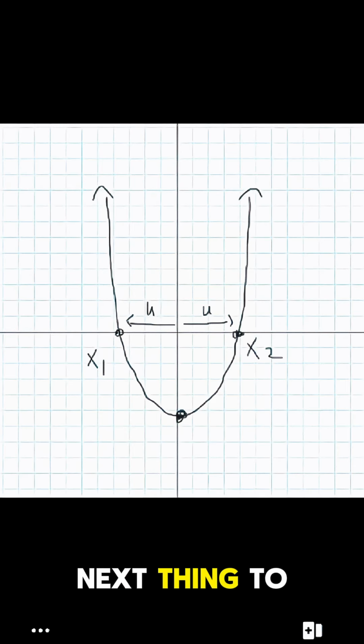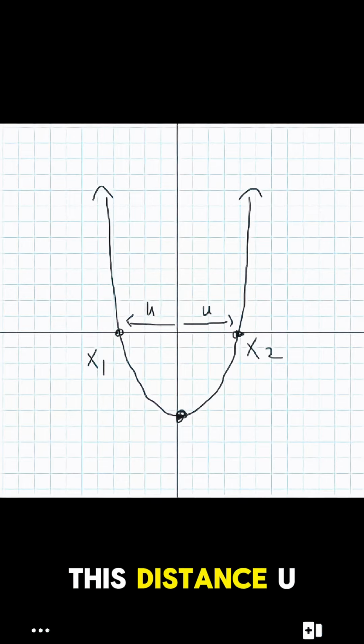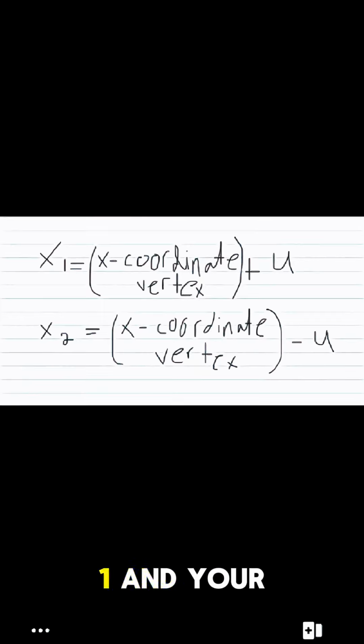Next thing to recognize is that since the parabola is symmetrical, the distance from the vertex to either x-intercept is identical, and we'll call this distance u. So your x1 and your x2 are just the x-coordinate of the vertex plus u and minus u.